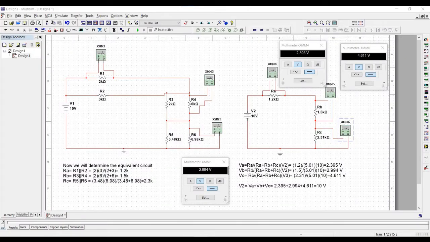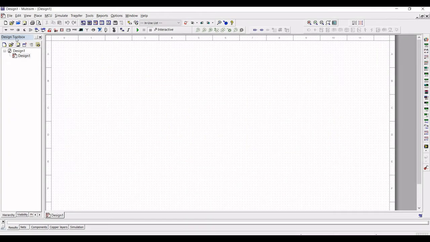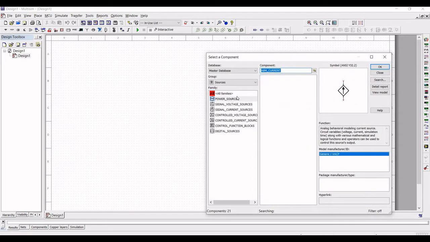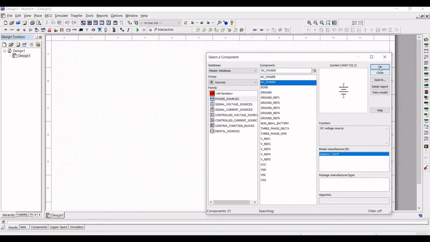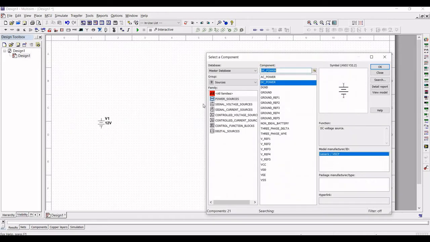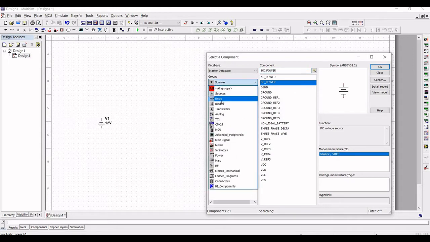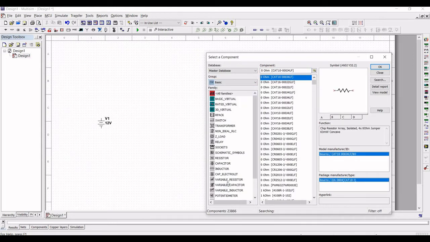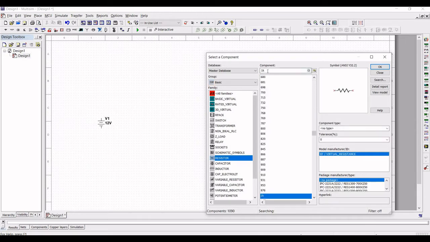Now we will design and analyze the following circuit. Now click on source and select the power source. Select the DC power source and place this particular DC power source on the schematic window. Now click on basic and we have to select various resistors for this particular design.